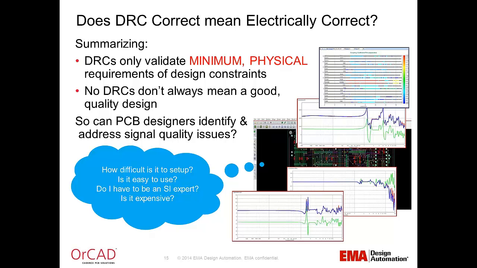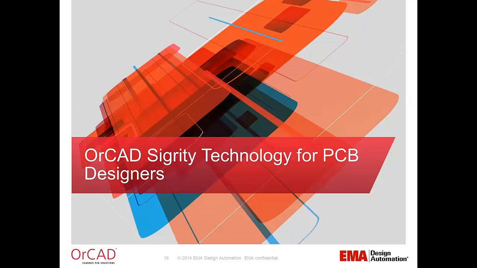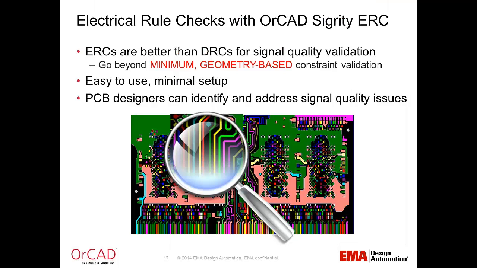It's something where you just don't have all the information you need. So how can we address these signal quality issues at the PCB designer level in layout? When you're trying to do that at this level, most of the questions that come up are: is it difficult to set up, is it easy to use, do you have to be an SI expert, what does the tool cost? Those are all common questions, common misnomers about this type of technology. So with the introduction of OrCAD Sigrity ERC, we address pretty much all of those particular issues.